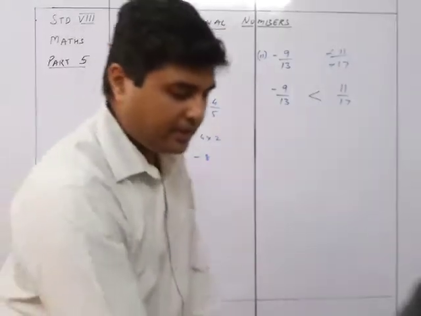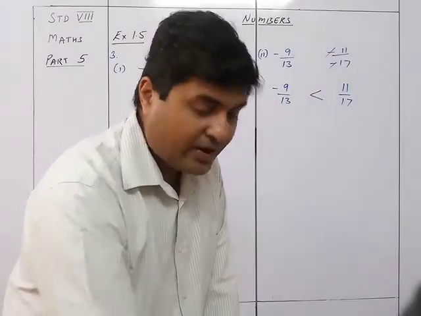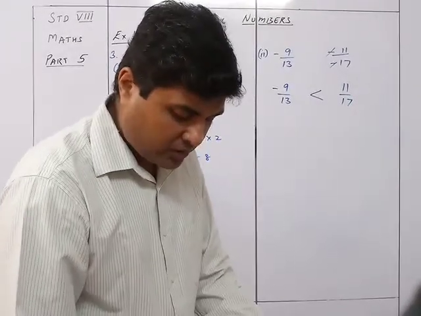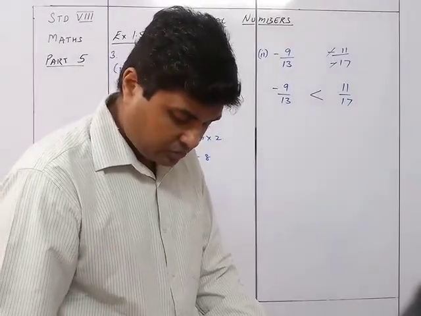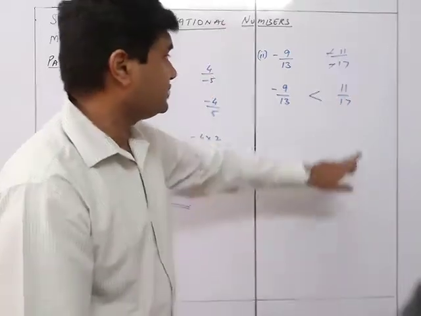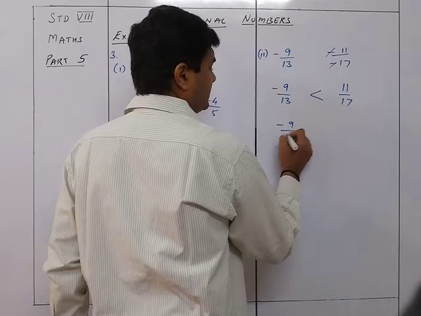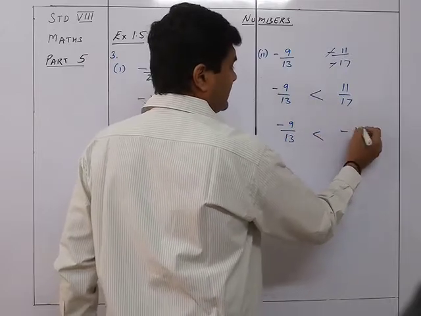Even if you don't try to find out, you can directly know that a negative number will always be smaller than a positive number. So there is no need to think about it. This is greater. So here directly you can see that minus 9 upon 13 is less than minus 11 upon minus 17.